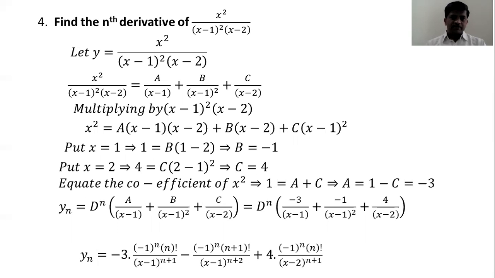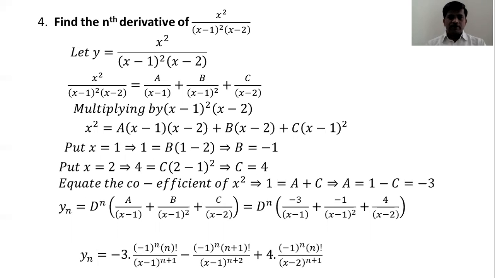On the left-hand side the denominator gets cancelled, remaining x². It equals a(x − 1)(x − 2), since one (x − 1) term gets cancelled. Multiplying b, we get b(x − 2), as (x − 1)² gets cancelled. Multiplying c, x − 2 gets cancelled, leaving c(x − 1)². Here we have to calculate the three constants a, b, c by choosing appropriate values of x based on the denominator.